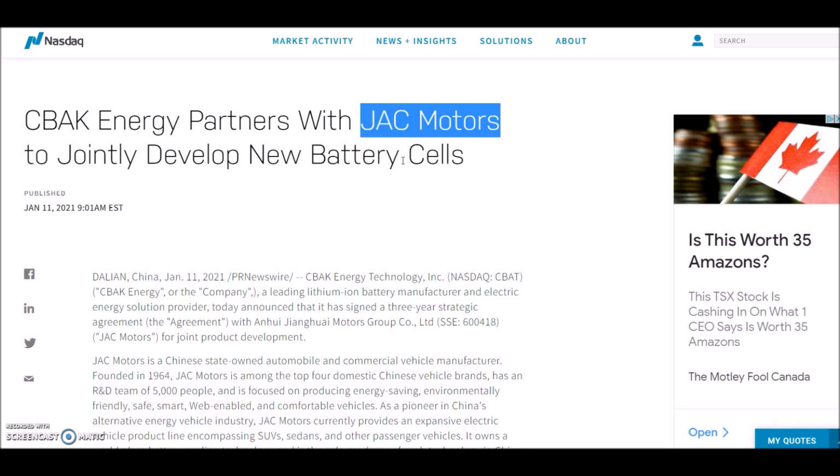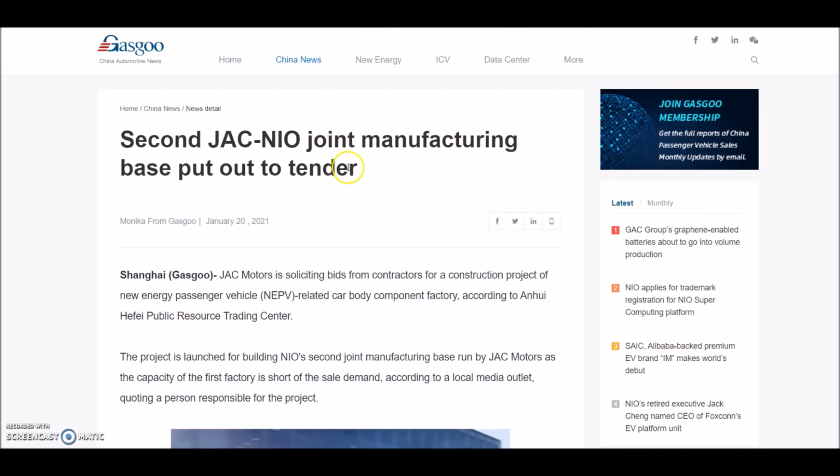Maybe there could be some more partnership directly between NIO and CBAK, but anyway, you see the point, right? And also there are many articles on how CBAK and NIO work together, and what their plan is. So you can see the connection: NIO, CBAK, and CBAT.